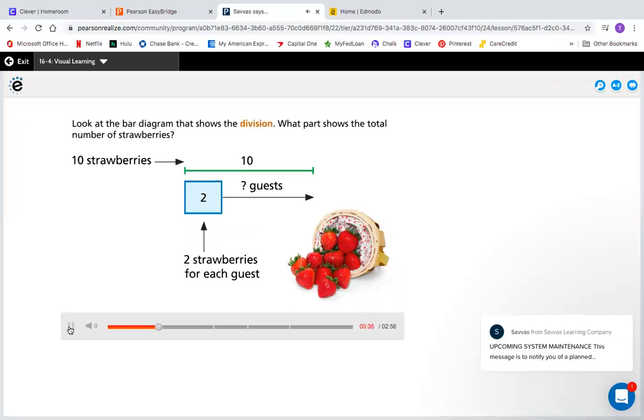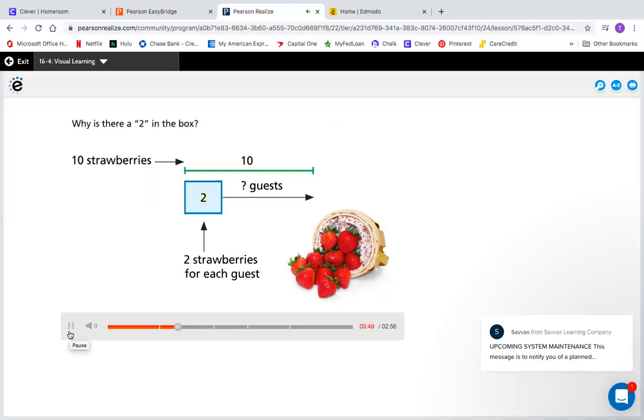What part shows the total number of strawberries? So they're asking what part shows the whole number. The top of the bar graph shows you your whole number. So the 10, there's only 10 strawberries in all. Can't get any bigger than that. They're not growing strawberries. They only have 10 strawberries. The line above the bar shows the total. There are a total of 10 strawberries.